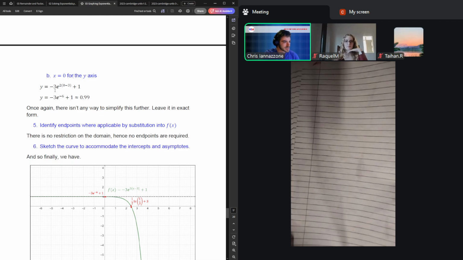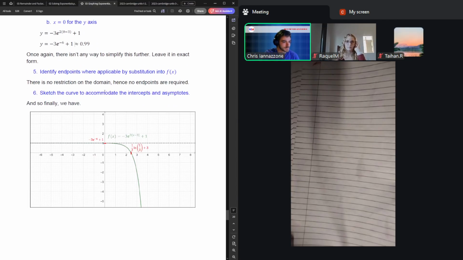The y-intercept, even easier. You can see we're just shoving in a 0 there, and then, well, cool. -3 times 2 is -6. That's all we got to do. That's all that's left. And that is just your y-intercept. There's no further simplification to be done.